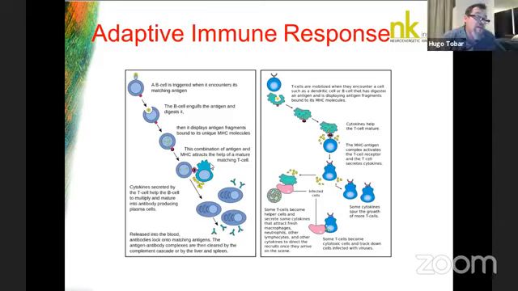Down here, the end result is B plasma cells releasing antibody into the blood specific for that pathogen. Then over here, you've got the production of the T killer cells.